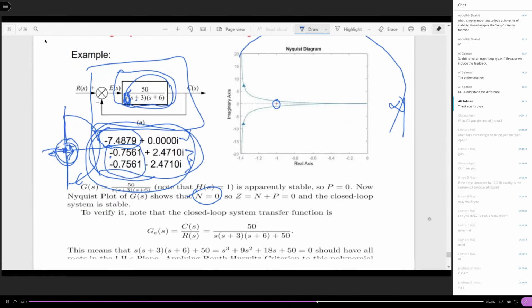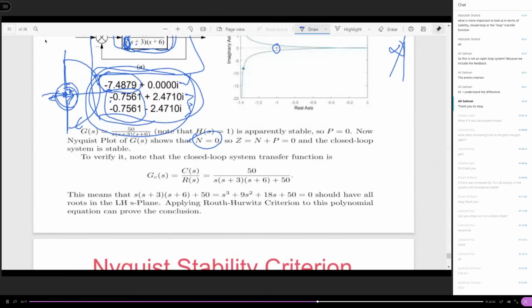But what I'm talking about here is that you do not need to do that. You do not need to calculate the closed loop system, right? But if you want to verify, you can still do it. Actually, I want to use this example to show you the different applications of the Routh-Hurwitz stability criterion and the Nyquist stability criterion, so that you can appreciate the Nyquist stability criterion.